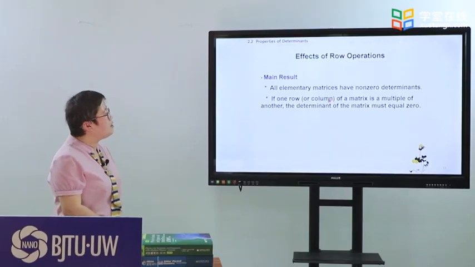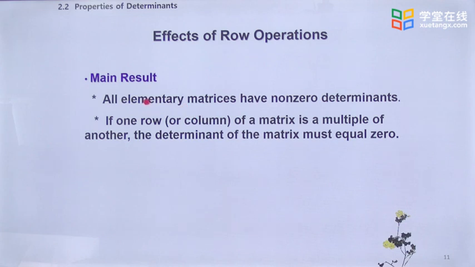Because if one row of a matrix is a multiple of another, then you can use row operation 3 to transform this matrix so that one row becomes 0. Of course, this type 3 row operation will not change the determinants of these two matrices. So if you have a matrix with one row entirely of zeros, its determinant must be 0.